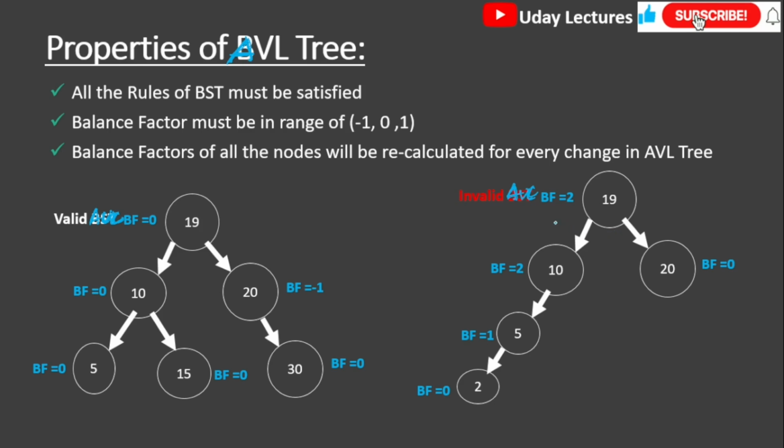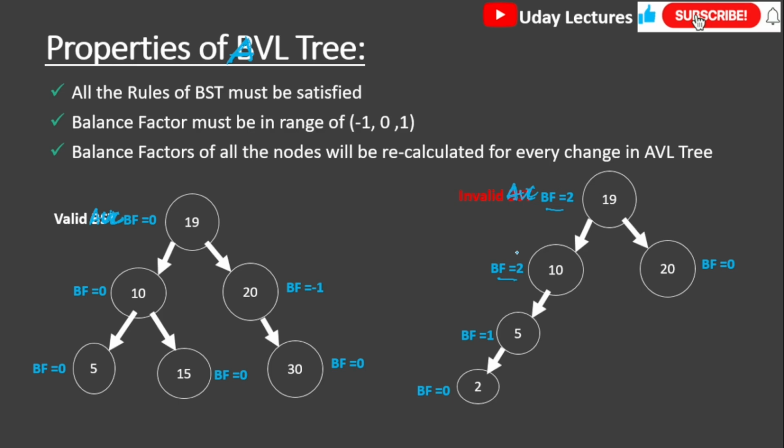But still, if you look into the balance factors, they are not balanced. They are not within the range of -1, 0 or +1. And that is why we say that this tree is not a valid AVL tree. Even though it is a valid binary search tree, it is not a valid AVL tree. So in this case, we will try balancing this tree to convert this invalid AVL tree into a valid AVL tree. That we will see in the next slide.